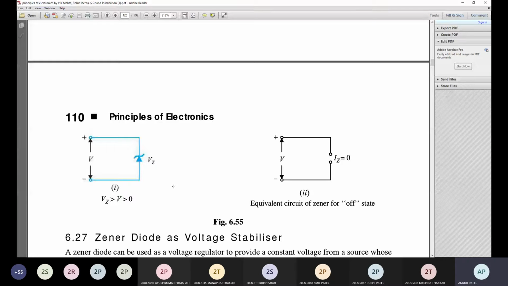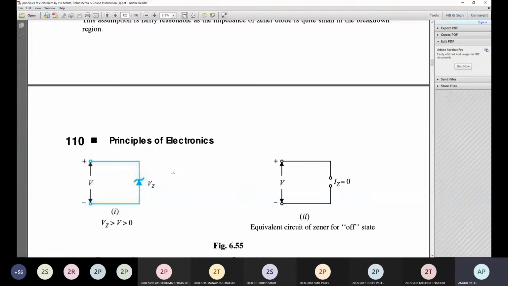Okay. Does anyone have any doubt about when the Zener diode acts as an open switch and a closed switch when we connect it, or about the characteristics?